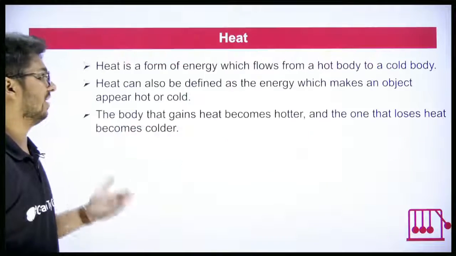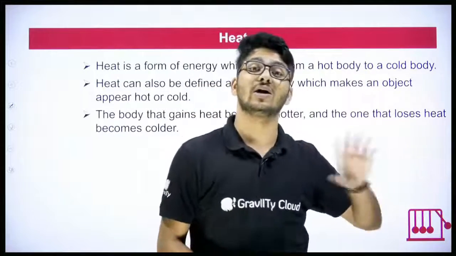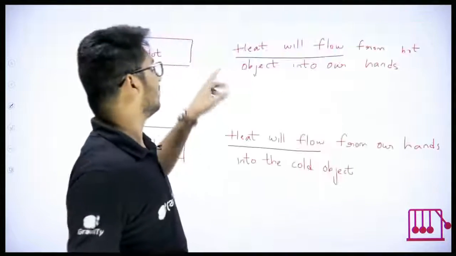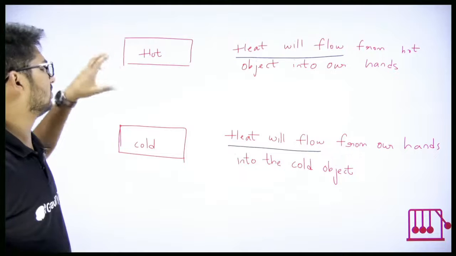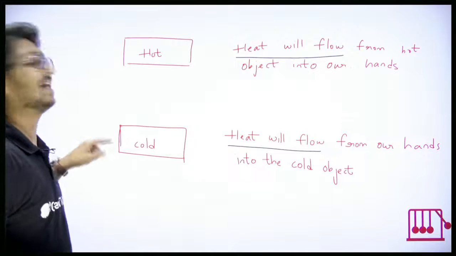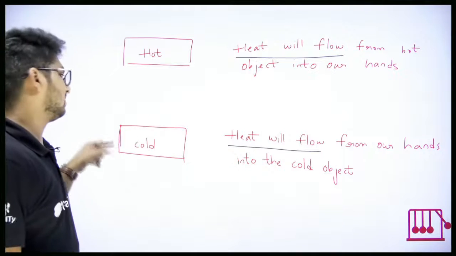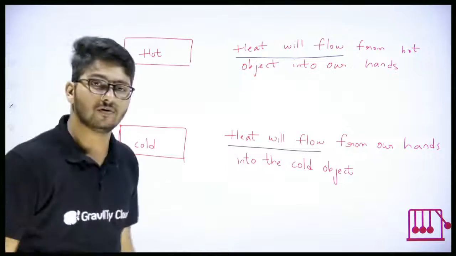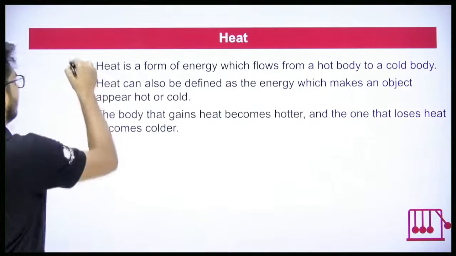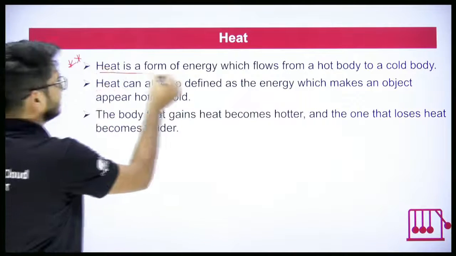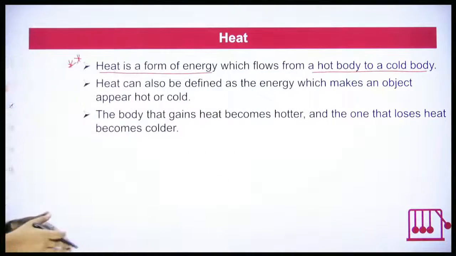So how do you define heat? Heat is a form of energy which flows from a hot body to a cold body, always. When I am touching a hot body, heat flows from the hot body to us because we are comparatively cold. But when I touch a cold body, who is hotter, the cold body or us? We are. So when I touch a cold body, heat flows from our body into the cold object. Very important, this is the definition. Heat is a form of energy which flows from a hot body to a cold body.